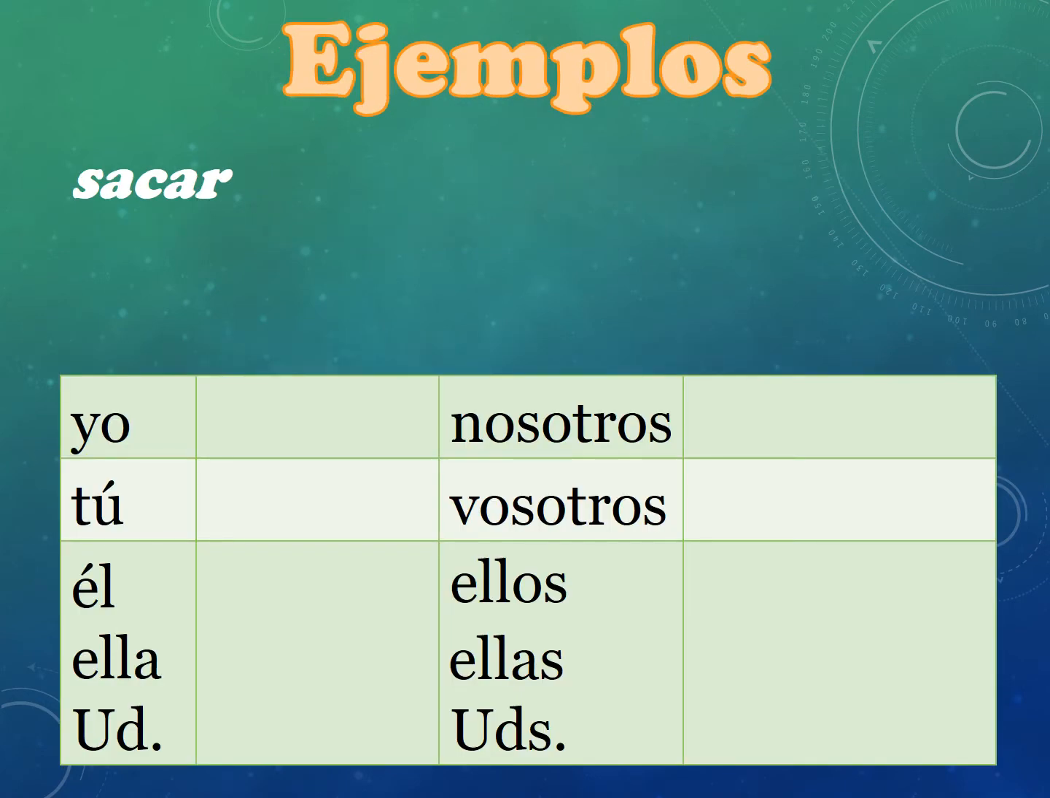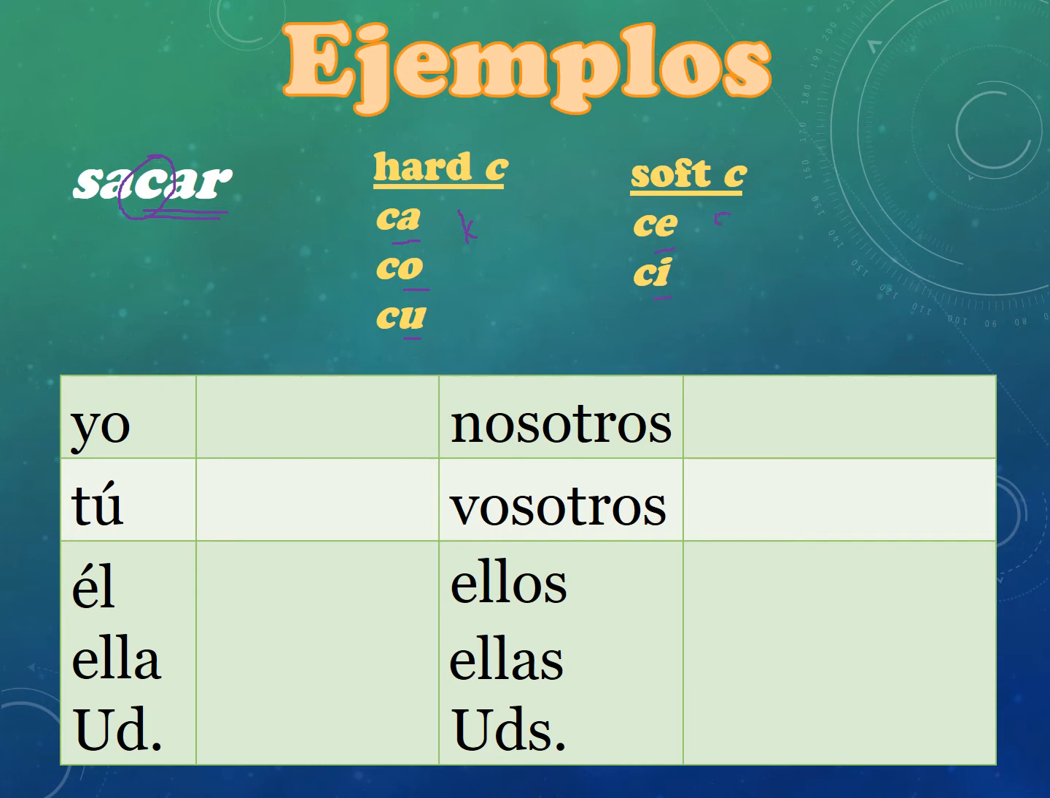So here are some examples. With sacar, you have the car ending. Now the trick with the letter C is that it has two sounds in Spanish, just like it does in English. It has a hard sound that sounds like k, and that happens before a, o, u. So ka, ko, ku, you get that hard C, which sounds like a k sound. You can also have a soft C. Soft C happens before E and before I, and that's going to sound like an S sound.